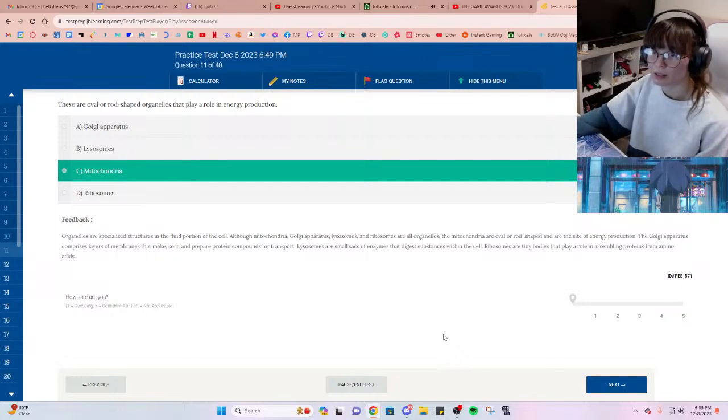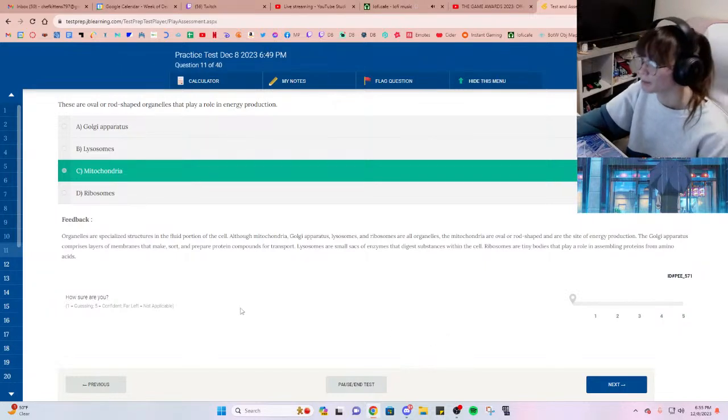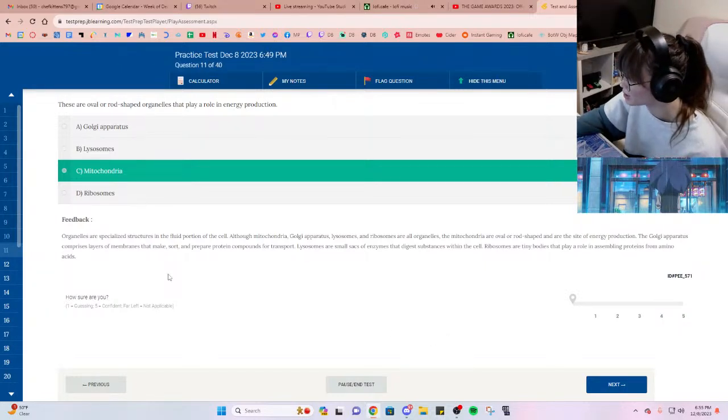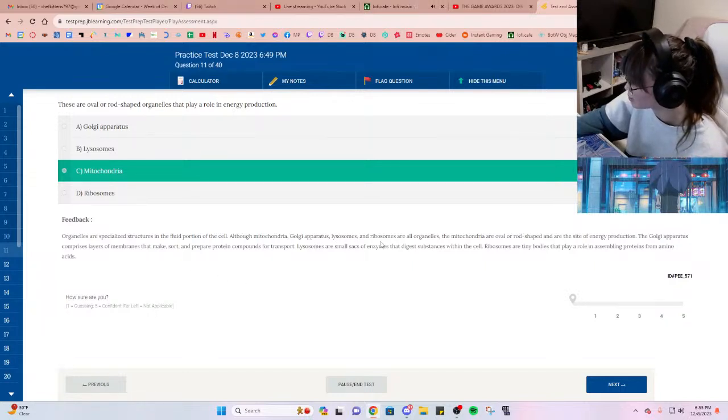Mitochondria is the powerhouse of the cell. This is information that is relevant. Golgi apparatus, lysosomes, and ribosomes are all organelles. Mitochondria are oval or rod-shaped and are the site for energy production.